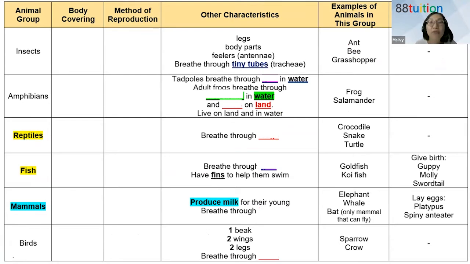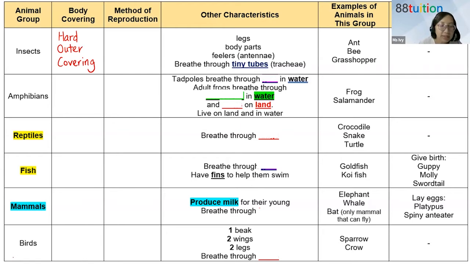Molly? Is it hard cover? Very good. So it's a hard outer covering. Some people will remember the exoskeleton, but you don't need to spell out exoskeleton for PSLE. You can just say hard outer covering.